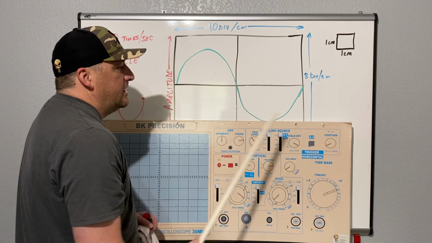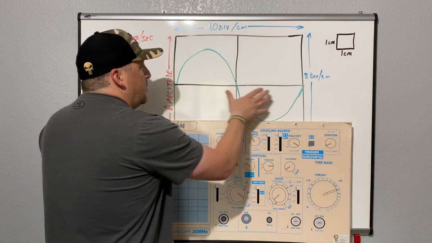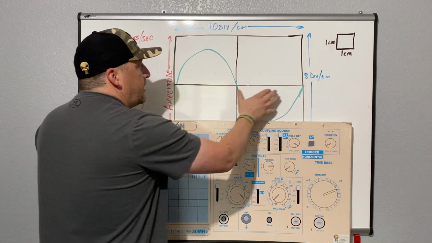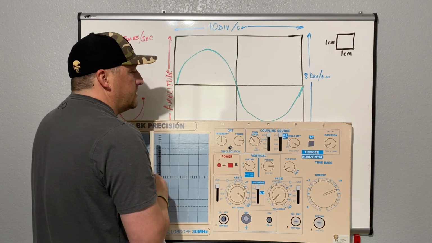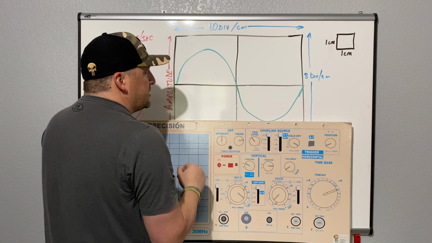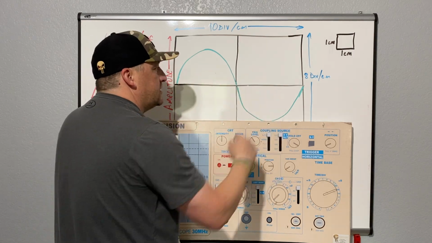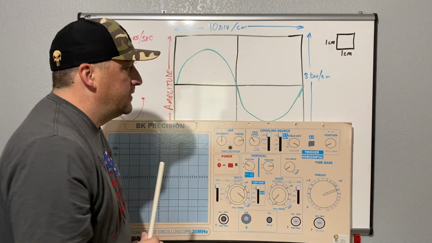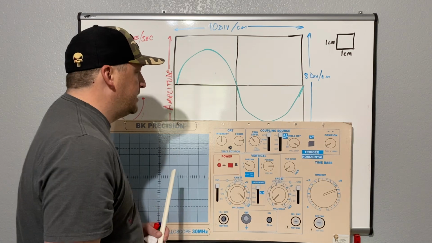Position is going to adjust where your trace is appearing on your screen. So we want to make sure that we have it centered as much as possible so that we can see as much of the trace as possible. That's where that position is coming in there.